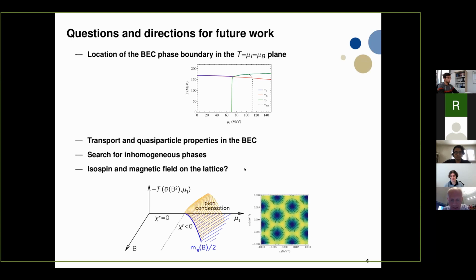Then on the other hand, ChPT gives you beautiful vortex lattice structures like this. So when you turn on the magnetic field, it's not really clear what will happen. But it would be interesting, certainly, if there's any way that you can see some of the inhomogeneous phases on the lattice.